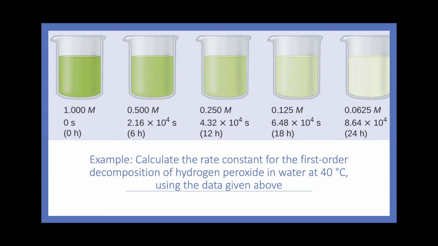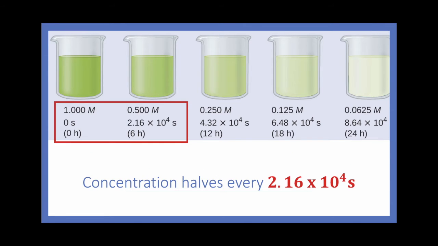Here's an example problem. Calculate the rate constant for the first-order decomposition of hydrogen peroxide in water at 40 degrees Celsius using the data given above. Looking at the image, we see that the concentration halves every 2.16 times 10 to the 4 seconds. And remember, sometimes half-life can be in seconds or hours or days, even years, depending on the substance we're talking about.